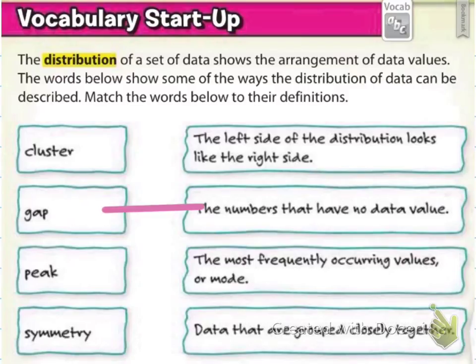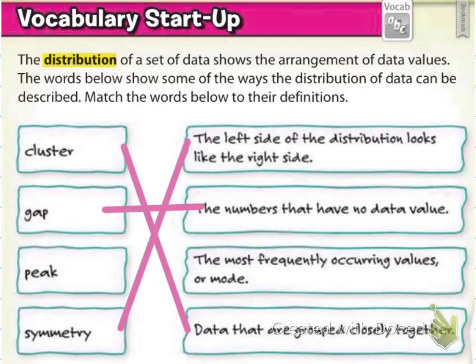Alright, so the first one that I had no problem figuring out was gap. The numbers that have no data value, those are a gap. We don't have any data value for it, so there's nothing there. Symmetry is where the left side of the distribution looks like the right side. That's pretty obvious because symmetry means same. So if the left side is the same as the right side, that's same, symmetry. Cluster is where the data are grouped closely together, obviously cluster. I think that's pretty obvious.